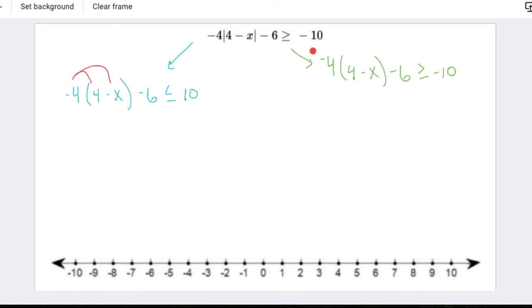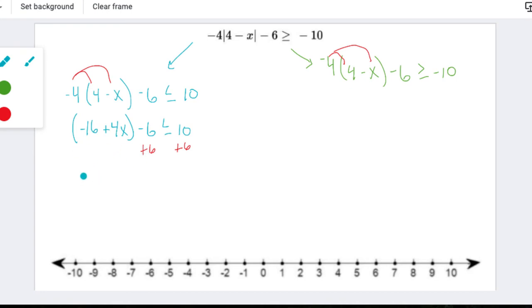Distribute. So the negative 4 times positive 4 is negative 16. Negative 4 times negative x is plus 4x. Minus 6 is still on the outside. Okay. So again, since minus 6 is out there, we're going to add 6. Now that this is gone, all we have is what was in the parentheses, so we can drop the parentheses. So we get negative 16 plus 4x is less than or equal to 16.